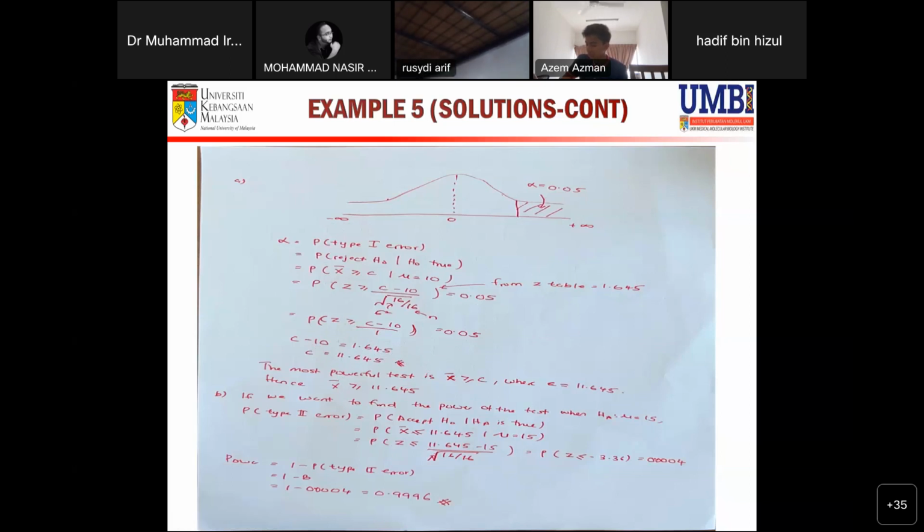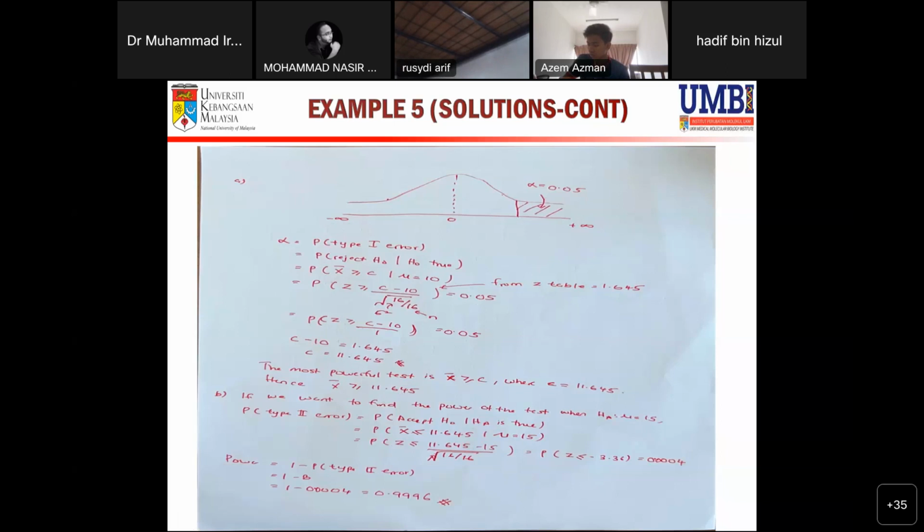So in this case, we know that the most powerful test occurs where the sample mean is more than 11.645. So it means that if the sample mean value is more than 11.645, then we can reject the null hypothesis and accept the alternative hypothesis. Okay. So that's the thing. Okay. So what will happen?